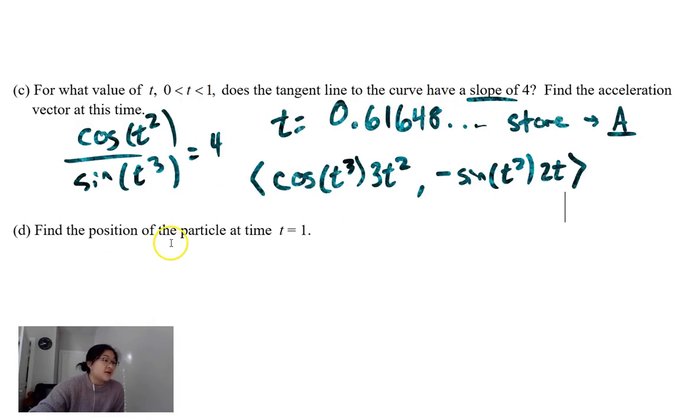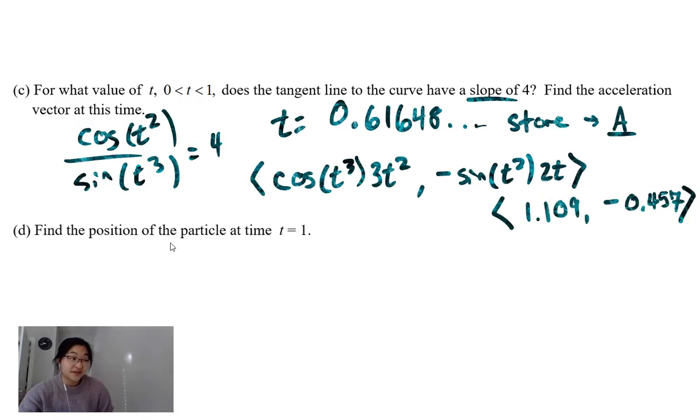And then you should get a vector that's something like 1.109 and negative 0.457. If you need help with the calculator usage, please let me know. And then finally, how are we going to find the position of our particle at time t equals 1?